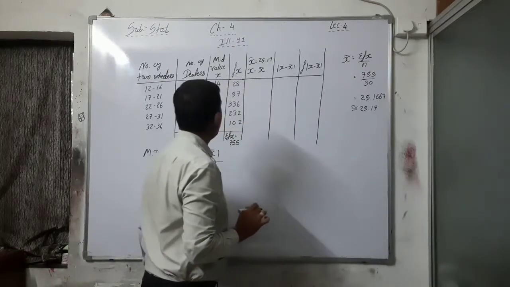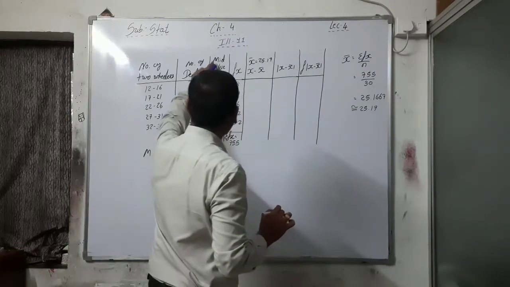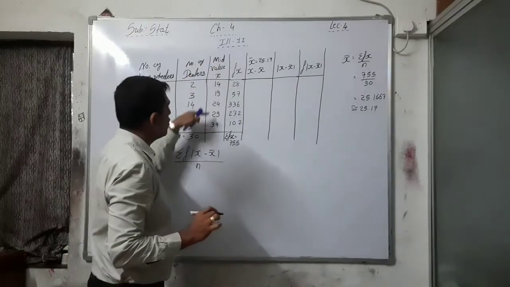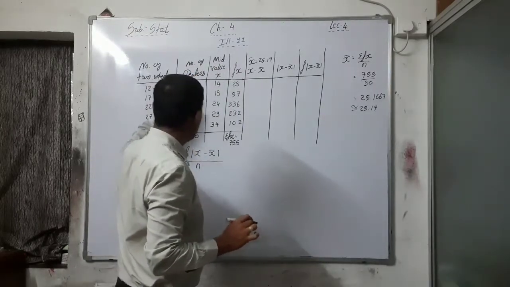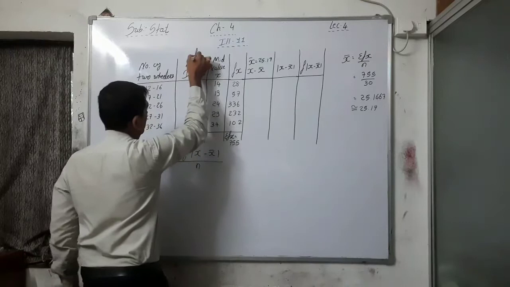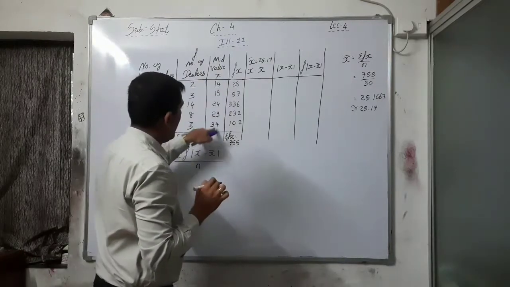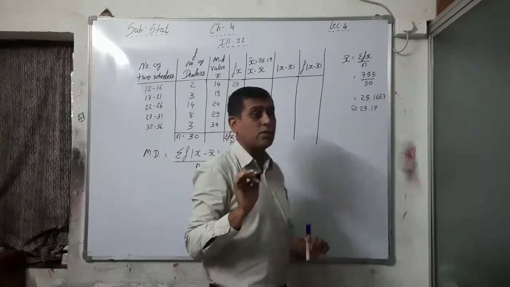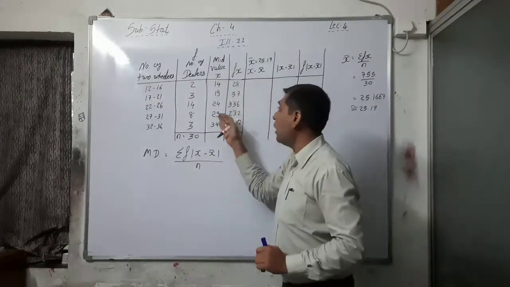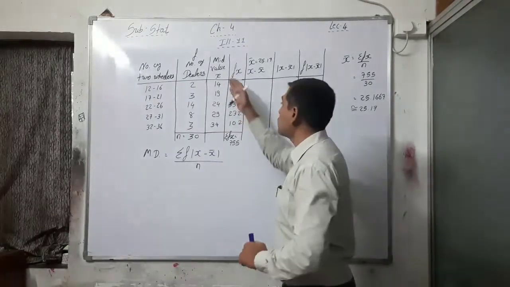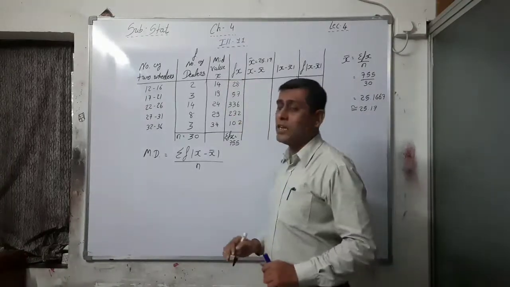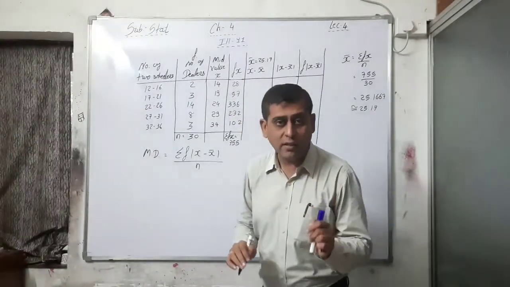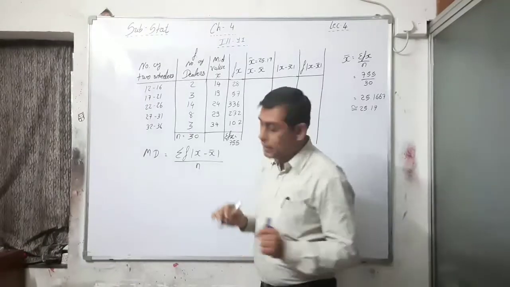What is your first column? x minus x bar. What is your xc? These mid values, all these mid values. This one is your f, that is frequency. This one is your x, that is all your observations. And this is the class. See, we need compulsory mid values. Okay, so here 14 minus 25.17, that is minus 11.17.